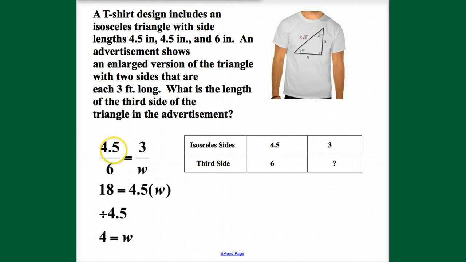Well done. If I have 4.5 over 6, that equals the 3 over W. Again, cross products are equal. 18 equals 4.5 times W. I divide both sides by 4.5, and 4 is the width, so the width would be 4 feet long.